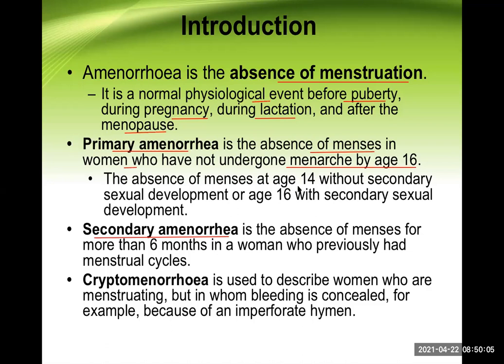The absence of menses at age 14 without secondary sexual development, or age 16 with secondary sexual development, is called primary amenorrhea. Now see there. So she has already developed secondary sexual characteristics, but still there is no menses. We can wait till the age of 16 for the definition. But no menses and no secondary sexual characteristics, when she reaches age 14, we can label her as a primary amenorrhea girl.